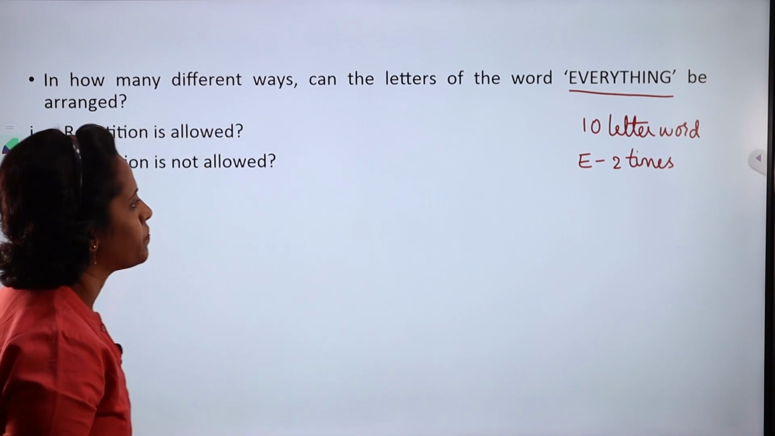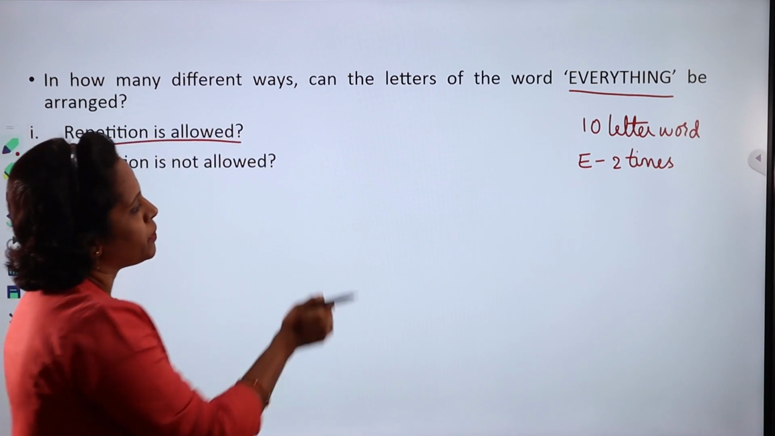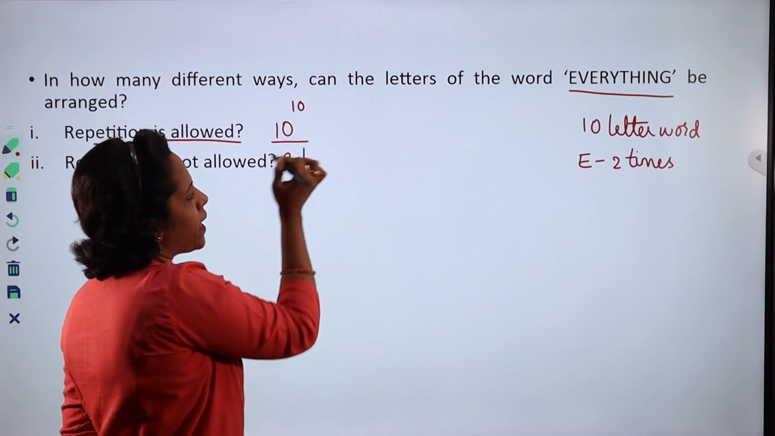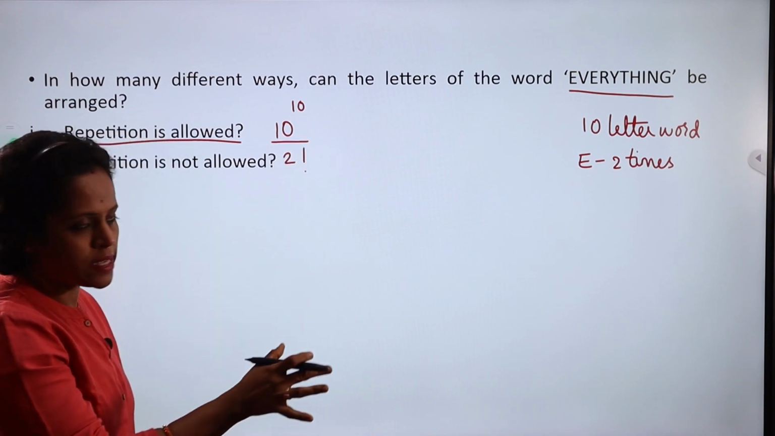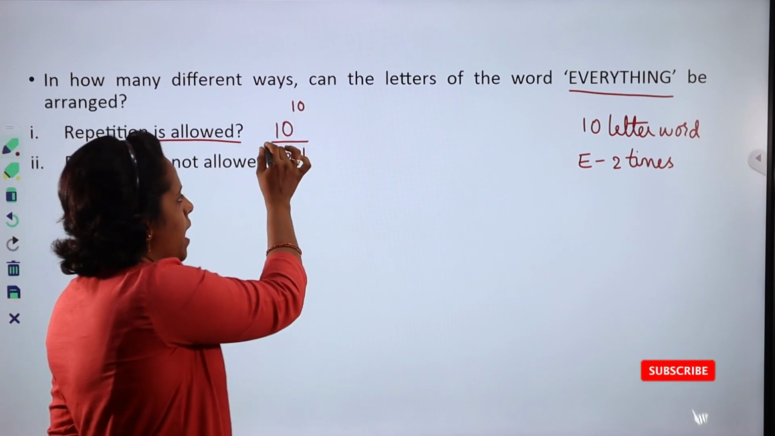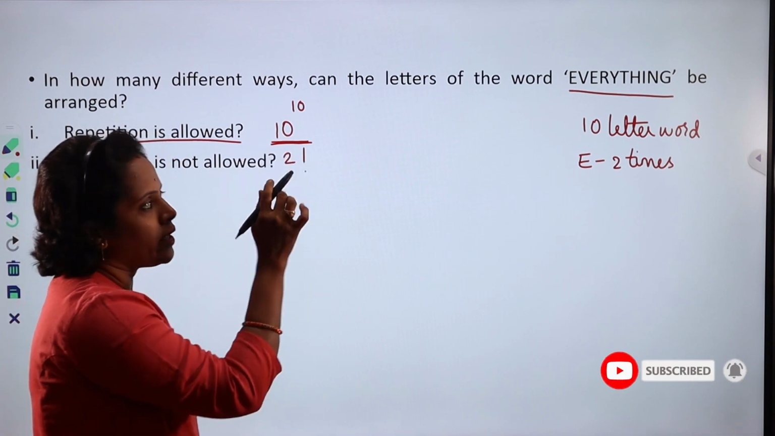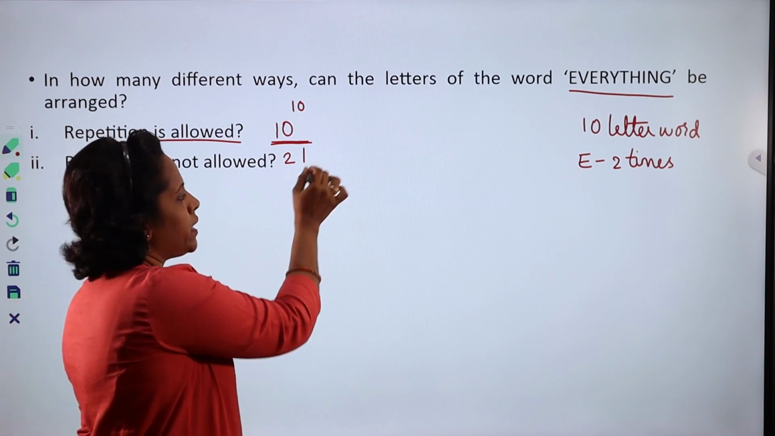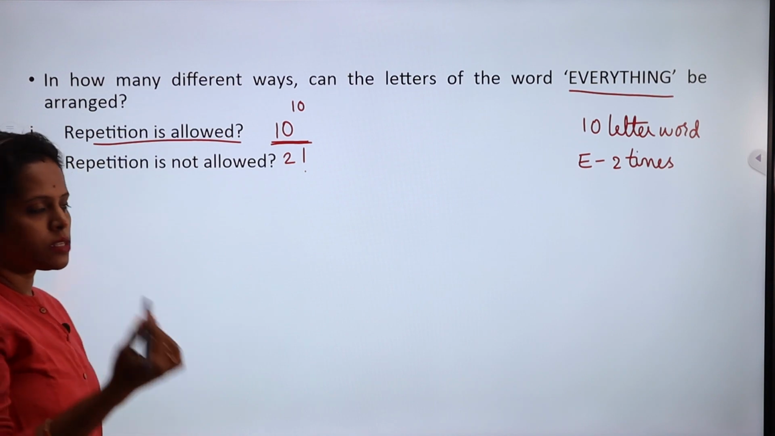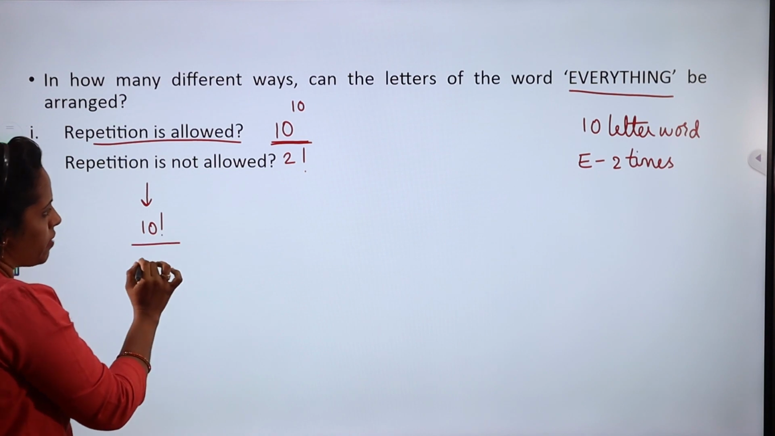E is repeated twice. Whenever repetition is allowed, what will our answer be? 10 power 10 divided by 2 factorial. Because it is a 10 letter word and the repetition is allowed, so 10 power 10 divided by 2 factorial. When do we get a denominator? Only when you have repeated letters. So E is repeated twice, I am writing 2 factorial. Now when repetition is not allowed, because it is a 10 letter word, it will be 10 factorial divided by 2 factorial.